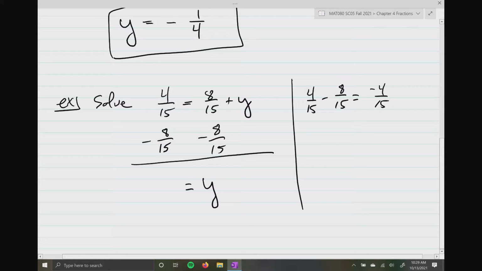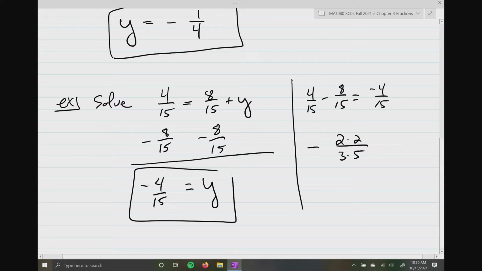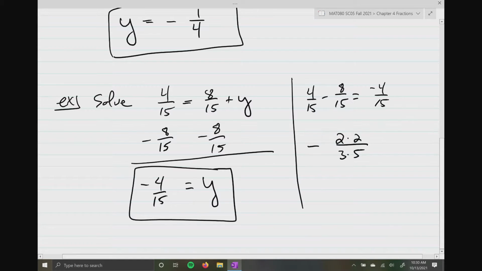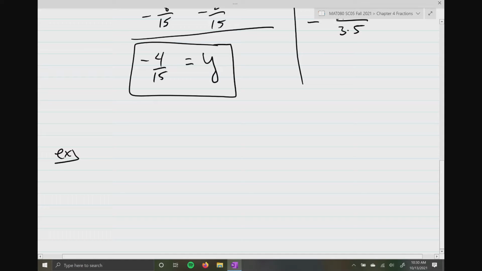And if you need to, write it out. 4 is 2 times 2. 15 is 3 times 5. Notice nothing reduces, so I know my answer doesn't reduce. So negative 4 over 15 equals y. Good job, Todd. Okay. Are there any questions so far? All right. So here comes a problem here, and I think if we're good, we can guess what the answer is. Okay? So let's try this first.